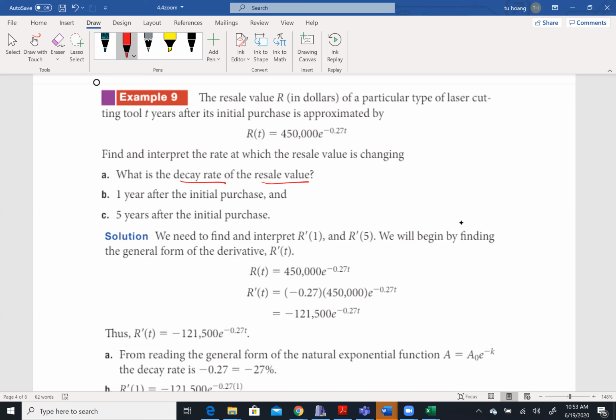So decay rate. If you remember, I did talk about decay rate in exponential functions already, which is the constant next to the variable in the power of the e here, right? So which is negative 0.27. So I could easily say that the decay rate is negative 0.27. Okay.